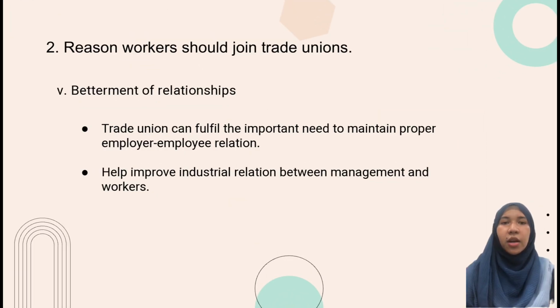Last, betterment of relationships. Another reason workers need to join a trade union is because trade unions can fulfill the important need to provide adequate machinery to maintain proper employer-employee relations. Unions help improve industrial relations between management and workers by solving problems peacefully and practically.